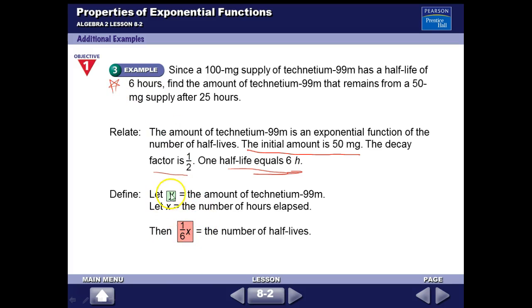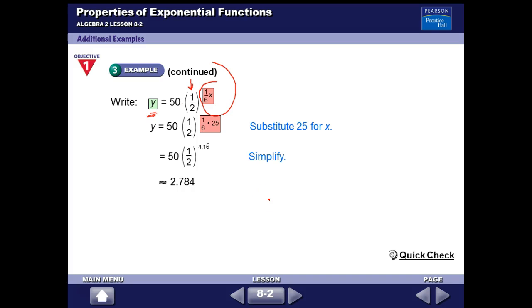So we can take all this information. y is what we're going to be solving for, what we're trying to find. x is what is constantly changing, because that's the number of hours. And then 1/6 x is the number of half-lives. So what does that look like in our equation? Here we have y equals 50 times 1/2 to the power of 1/6 times x. So we had a times b to the x.